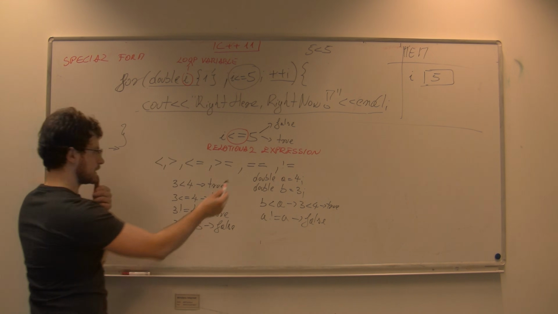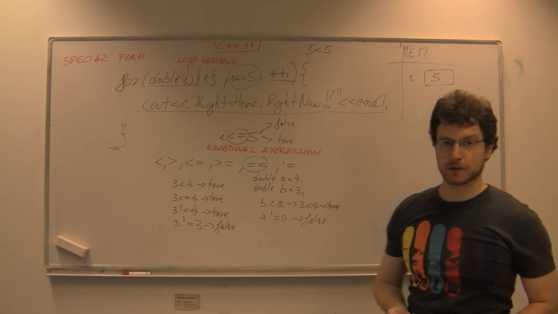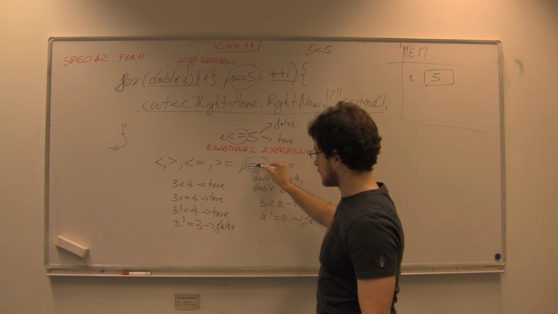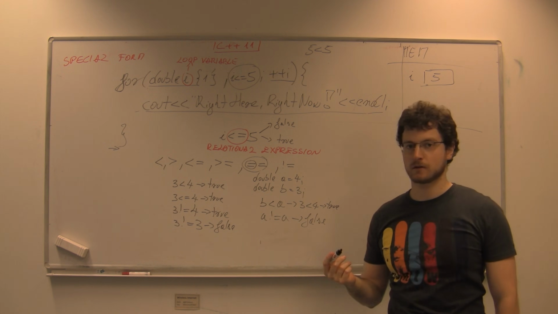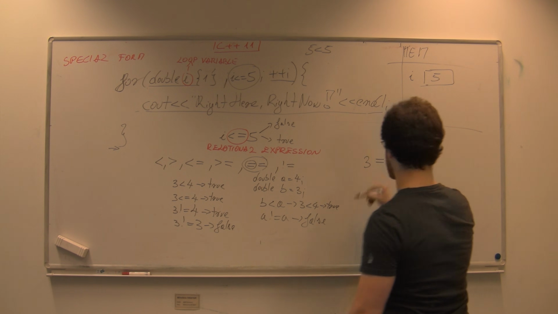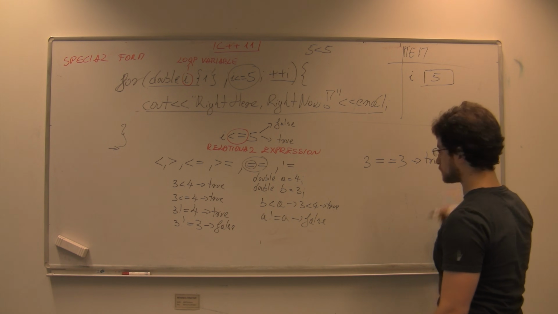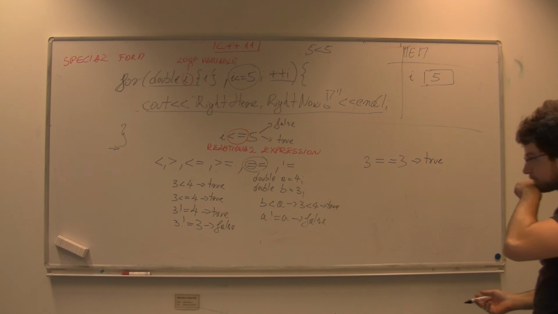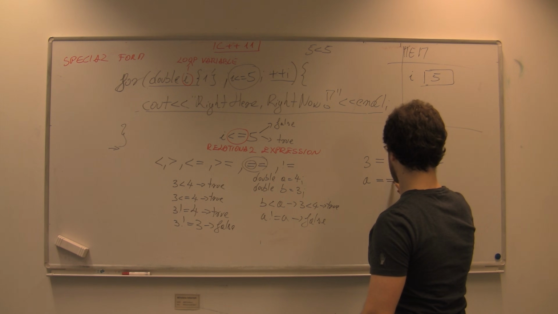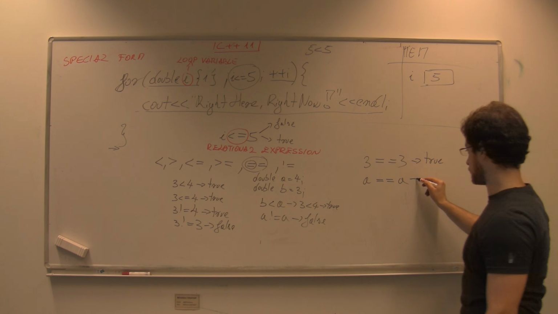Finally, let's take a look at equality. Equality in C++ is expressed by double equal symbols, because the single equal symbol is reserved for assignment. So you could, for example, write this. And this expression will evaluate to true. With variables, it works very similar to this case. If I were to write a double equal a, this will evaluate to true.